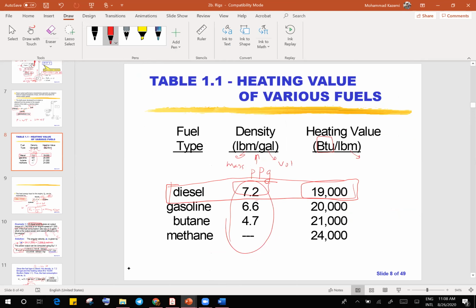Lower, right? What was the water density yesterday you guys measured? 8.33, right? So 8.33 ppg was the water density. So this is lower than water. Oil usually has a lower density than water, right? So this is 7.2 compared to that one. And it's 19,000 BTU, British thermal unit per pound mass. So it means that if you burn 1 pound mass of diesel, it will produce 19,000 BTU energy, okay?